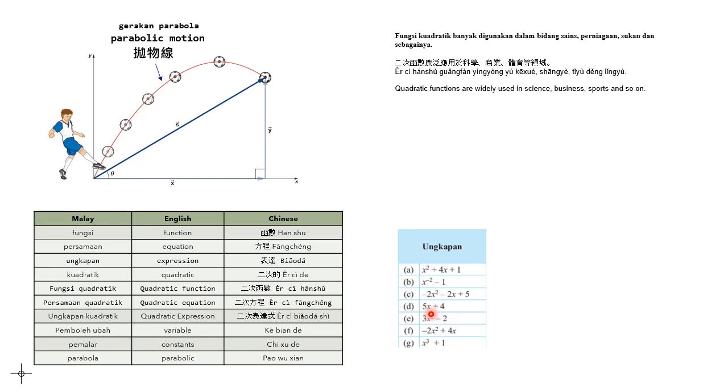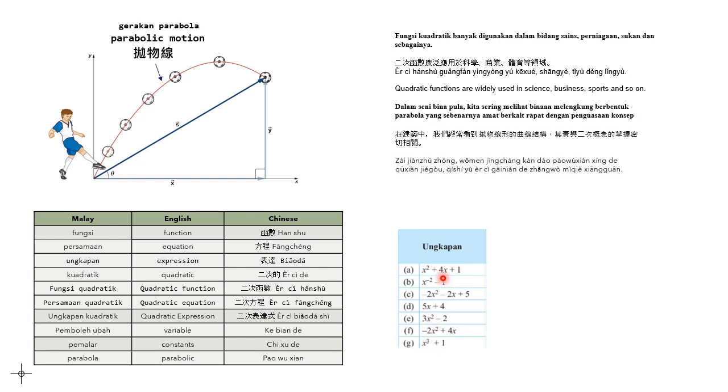And then part E, 3x squared, where x squared is a variable, so satu pemboleh ubah. Okay, so that is x squared with the highest power is 2. So part E is a quadratic. Part F is also a quadratic where the highest power is 2, okay, and is only one pemboleh ubah, one variable. So part G is not considered as a quadratic expression or quadratic ungkapan quadratic is because the highest power of the variable or the pemboleh ubah is power 3. Okay?